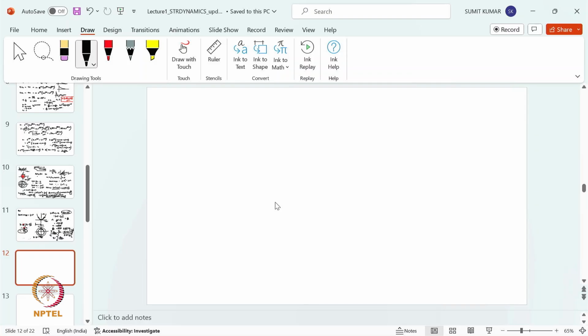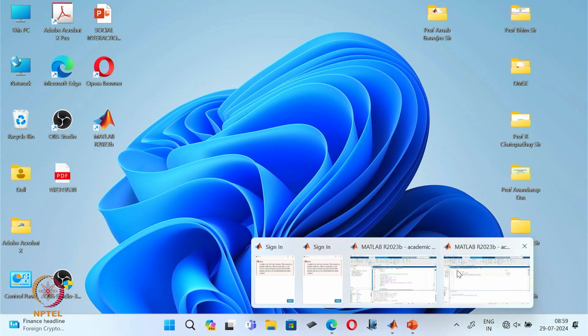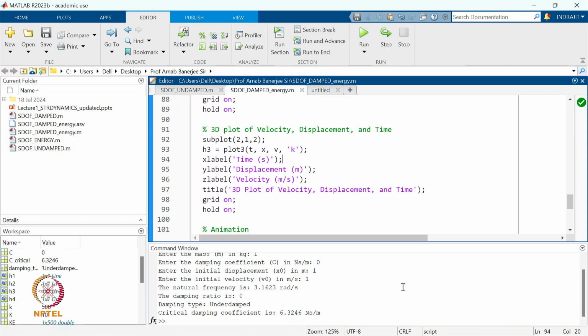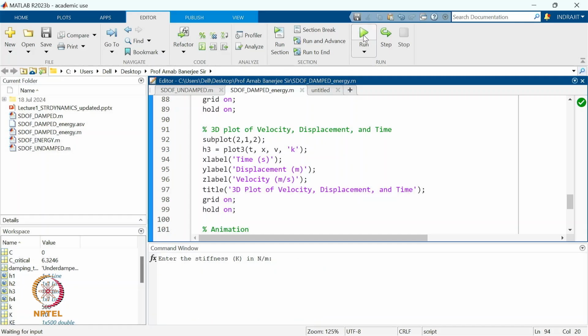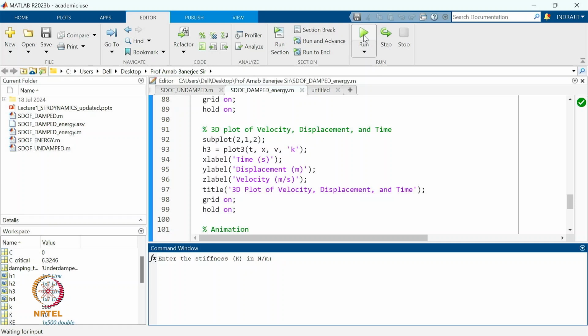Yes, we have seen already. So now maybe I can quickly show you how the energy is getting changed. Let's run that one. Maybe I just enter 10 for mass 1. Damping, let's first put it 0, so that is the undamped case. Initial displacement, maybe I will put 0.1. Initial velocity, maybe put 0.1.